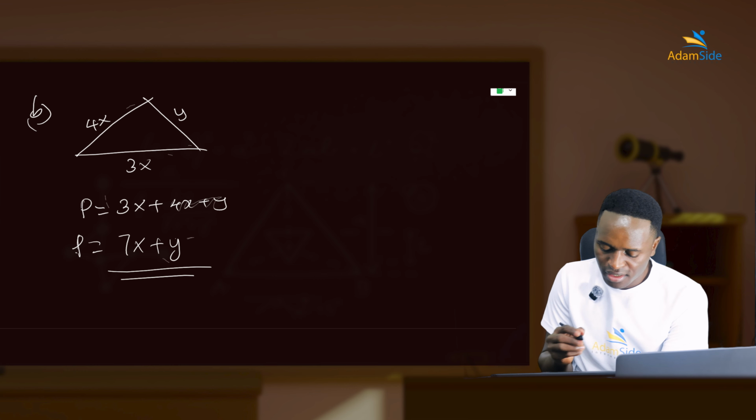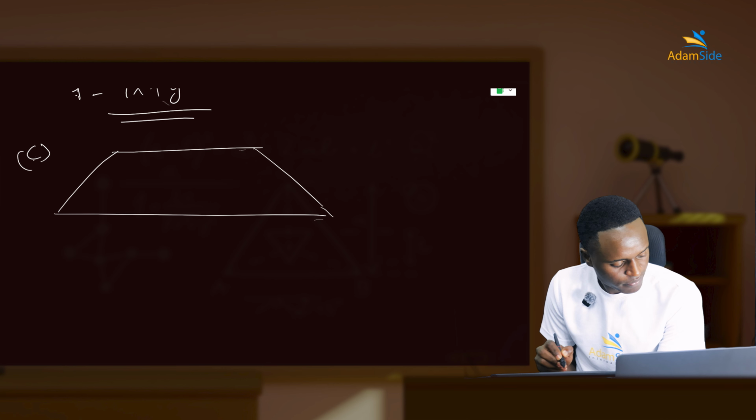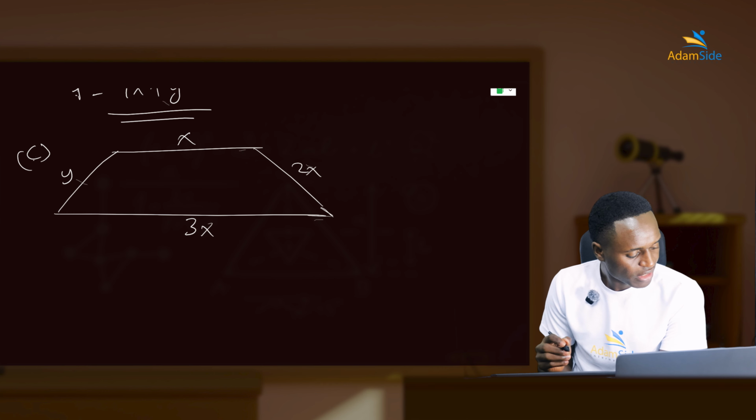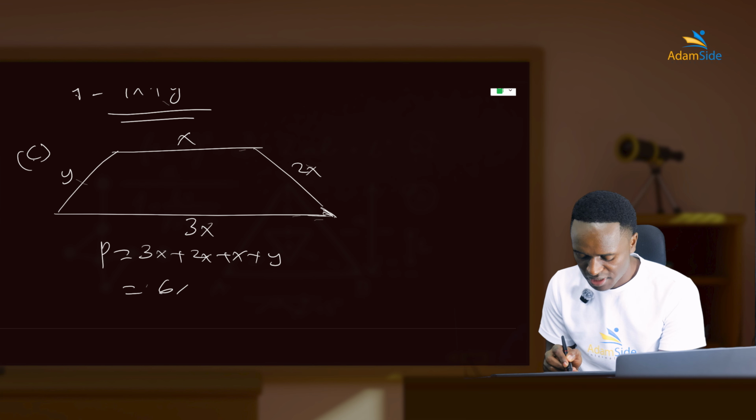C, you've been given a trapezium. So this is 2x, this is x. Then find the perimeter of this shape. What do you do? Perimeter is equal to the distance around this shape. So it will be 3x plus 2x plus x plus y. What do you get? 3x plus 2x is 5x, and that will be 6x plus y.